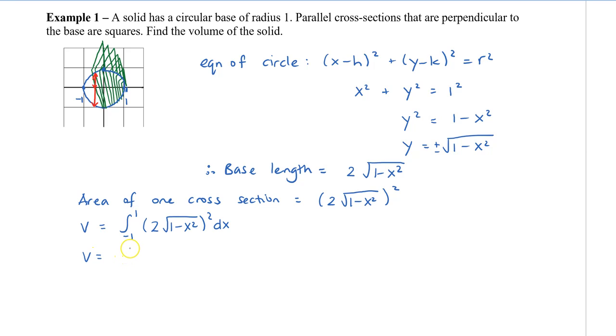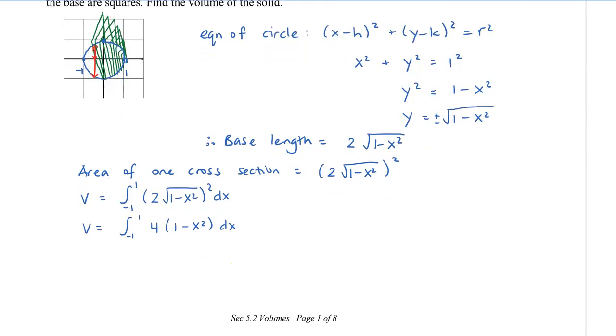Okay, simplifying, we get the integral from -1 to 1 of 4 times (1 - x^2) dx. And this will give us the volume equal to, so we have 1, so that's going to be 4x. And this x^2, when we integrate, is going to be x^3 over 3. So we have 4x^3 over 3. And this is from -1 to 1.